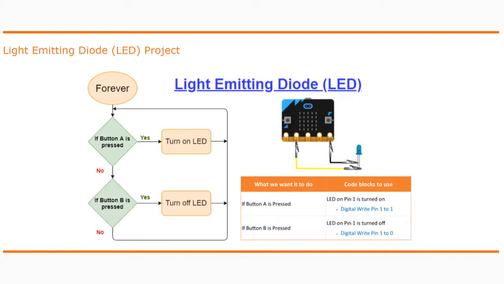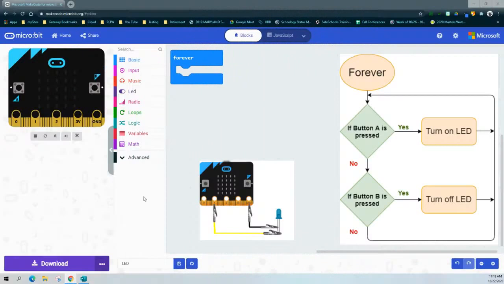Let's go ahead and take a look at MakeCode on how we can create this program. For our LED program, we need to look at our flowchart in order to determine what we want the program to do. In this case, we are going to use the forever loop in order to get our program to constantly check whether or not button A or button B is being pressed.